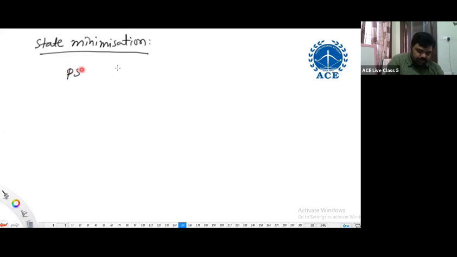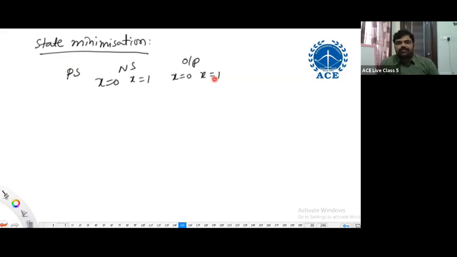The way we need to write the state table, I'm explaining: present state, next state for X equal to 0 and X equal to 1, and output for X equal to 0 and X equal to 1. From a given state diagram, we can write this. For each present state, what is the next state for X equal to 0 and X equal to 1. Let me write two different columns for next state, and two columns for output. Then you write S0, S1, S2, S3, and so on.